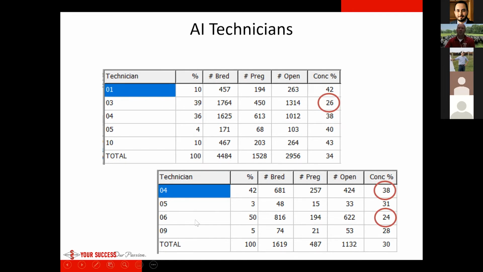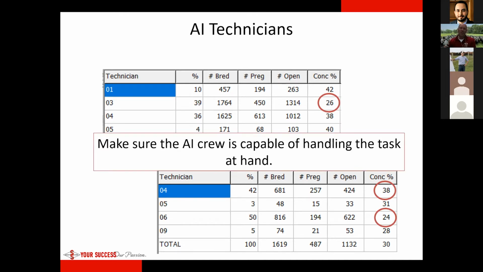On the bottom down here, we have a couple more examples. Technician 4 here has a 38% conception rate, whereas technician number 6 is at a 24% conception rate. Again, it may be as simple as some retraining, working on the AI technique or semen handling process, or it may be that we need to have the technician do other jobs on the farm.